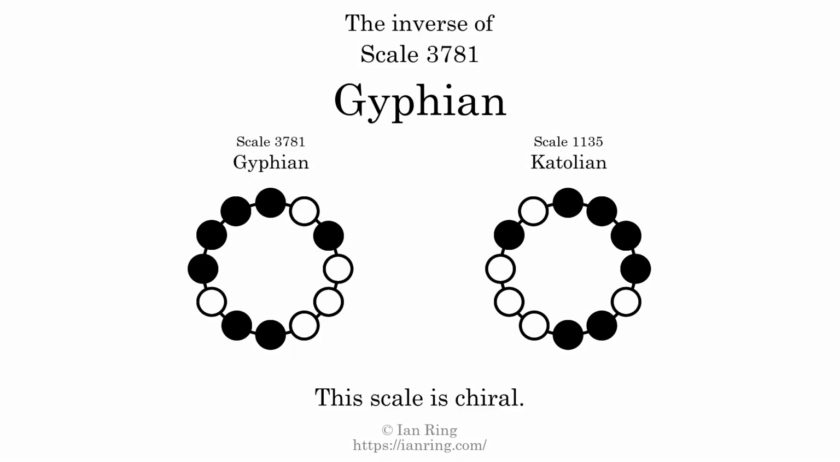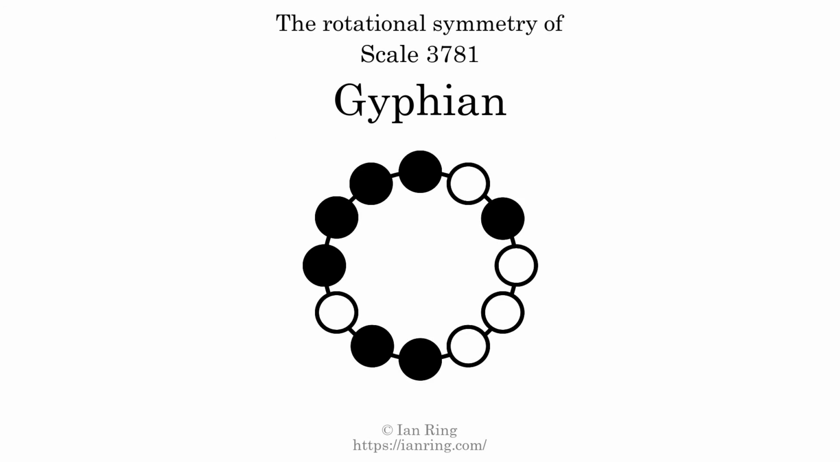The inverse of a scale is a mirror image. It is what you get when the sequence of intervals is reversed. The inverse of this scale is scale 1135, also known as Catolian. This scale is chiral. It cannot transform into its inverse by rotational transformation. This scale has no rotational symmetry.